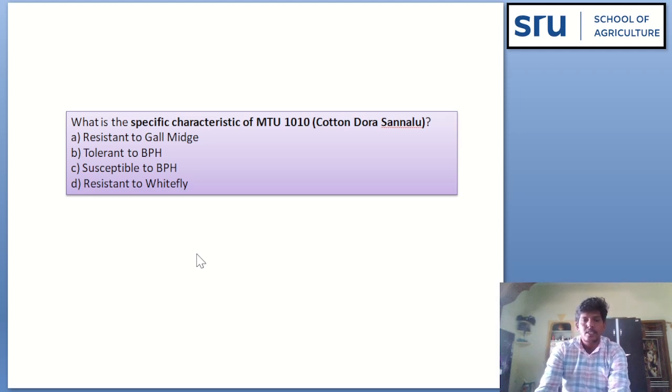What is the specific characteristic of MTU 1010 Cottondora Sannalu? Resistance to gall midge, tolerance to BPH, susceptible to BPH, resistance to whitefly. Here the correct answer is tolerant to BPH. It is the specific characteristic of MTU 1010.